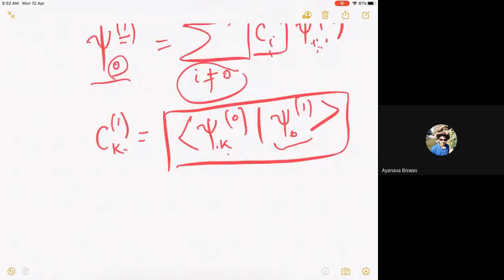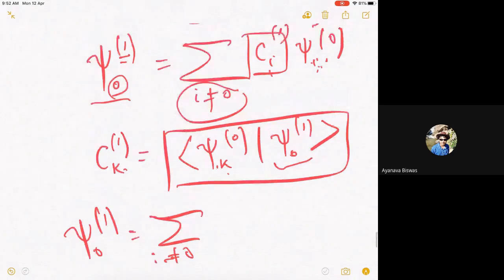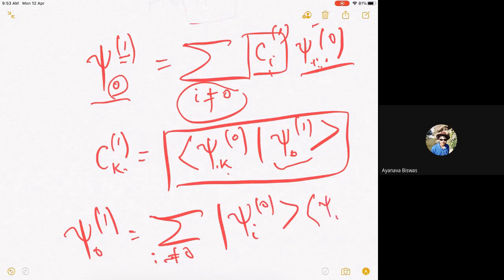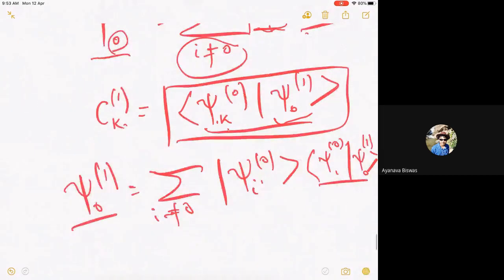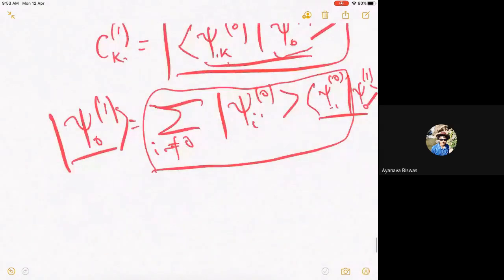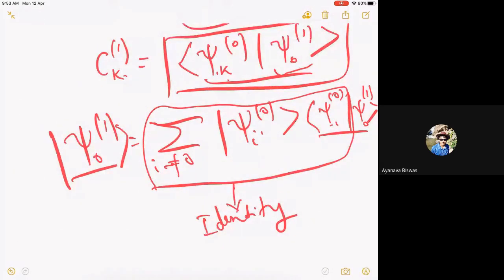In some sense, if I put this here, I can write psi 01 as a sum over I not equal to 0. And now, because of ci1, I'm going to write this as I. So first I will write this, psi i0, and then ci1, which is psi i0, psi 01. Please note, this is a very special way of writing. I first wrote this, and then I wrote ci1 as psi i0, psi 01. So I'm writing psi 01 as sum over I, psi i0, psi i0, psi 01. And hence I can say this is an operator which is acting on psi 01, and it is called an identity operator. Because this operator acting on psi 01 gives me back psi 01.